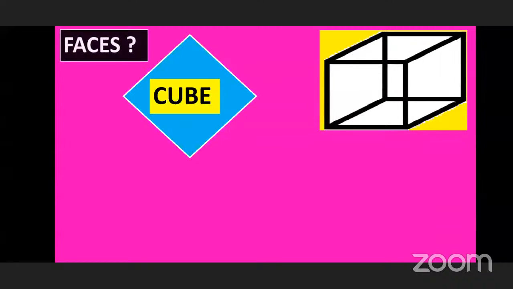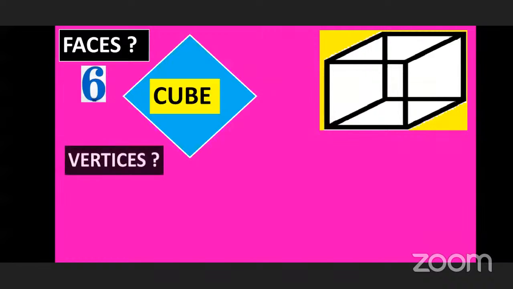Okay. Now tell me how many faces a cube is having? 6. Very correct. Excellent, children. A cube is having 6 faces. And how many vertices is it having? Very good. It is having 8 vertices. See with red dots. Vertices are nothing but the corners. Okay. So it is having 8 vertices.